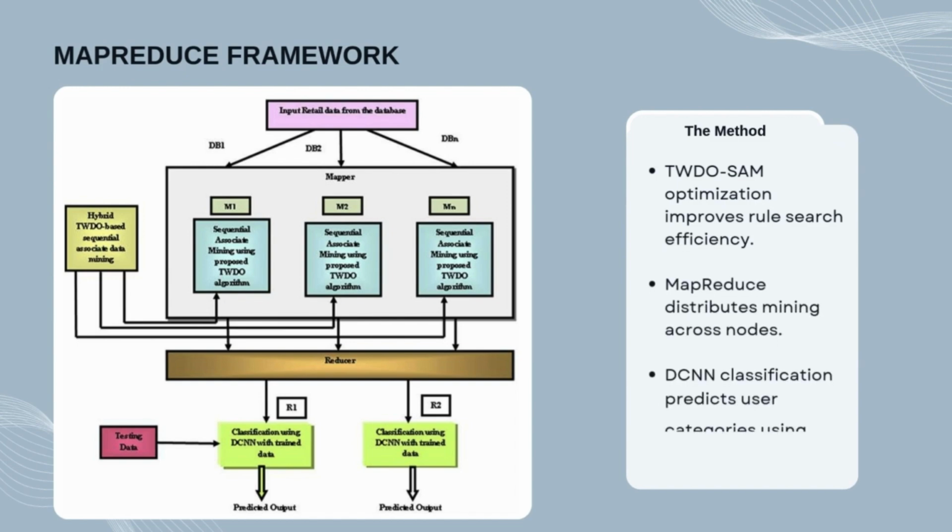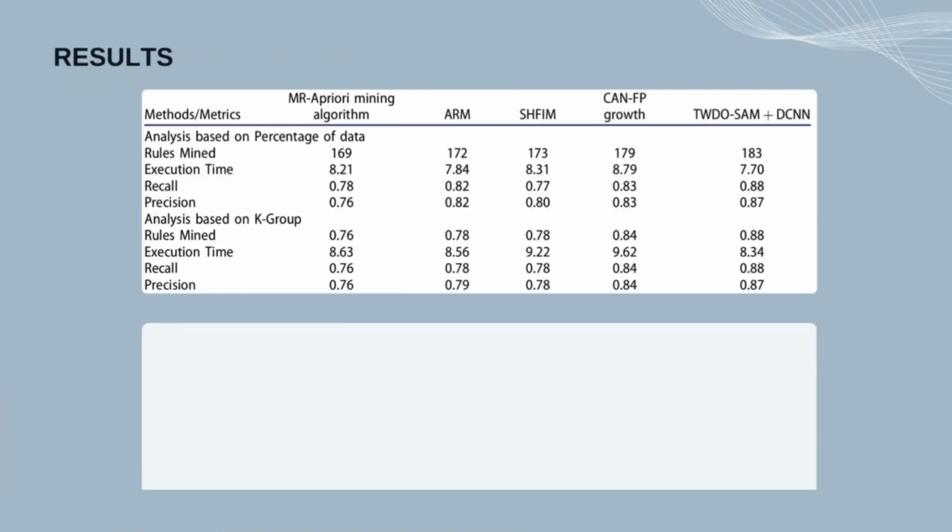So MapReduce is used here to split the mining task across multiple nodes so the process becomes much faster and more scalable. The mapper's job is to take chunks of the dataset and to generate candidate 2 and 3 item sets. It then applies the optimization filter to select the most promising rule candidates. Once it's sent to the reducer, it evaluates the rules using thresholds for minimum support and confidence. And once the final rules are generated, a DCNN, or deep convolutional neural network, is used to classify customers based on their purchase behavior, which can then be used for personalized marketing.